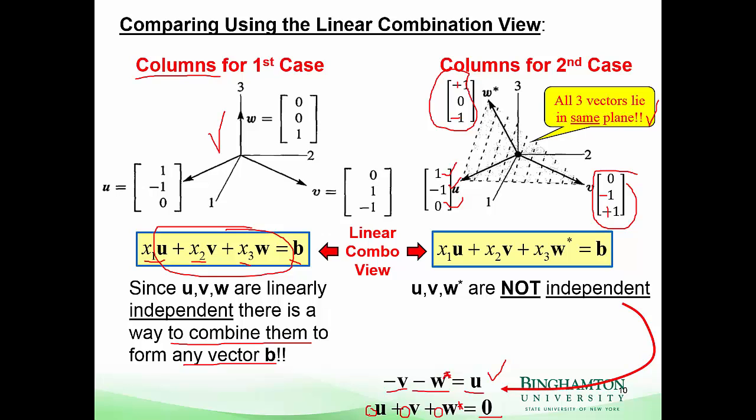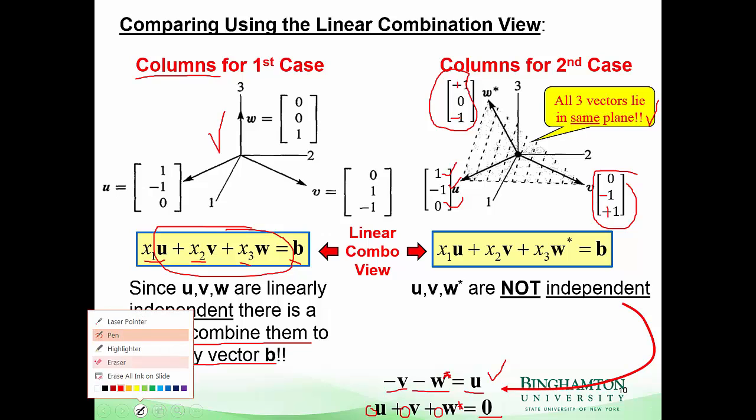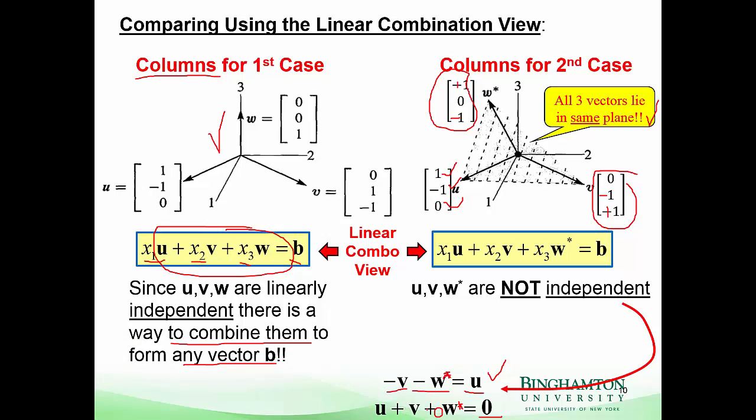We simply have 1 times u plus 1 times v plus 1 times w star. It's not important that they're 1s, it's important that they're not 0s. One of them could be 0, 2 of them could be 0, but all 3 of them can't be 0 if they are linearly dependent. So in this case, they're not all 0, and I can still make 0, therefore they are not independent.